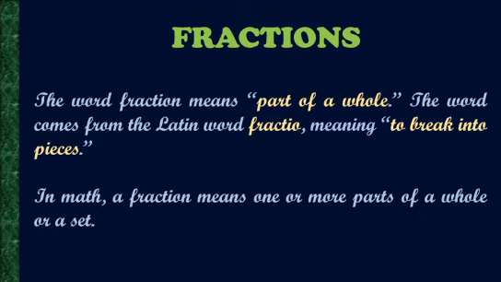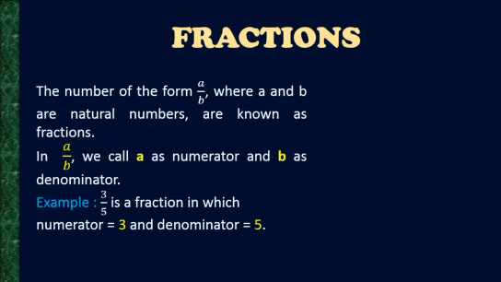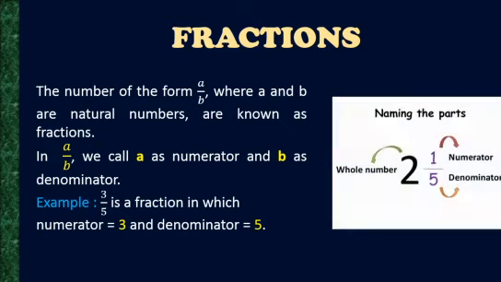In math, a fraction means one or more parts of a whole or a set. Mathematically, the definition is: numbers of the form a by b, where a and b are natural numbers, are known as fractions. In a by b, we call a the numerator and b the denominator. Example, 3 by 5 is a fraction in which the numerator is 3 and the denominator is 5.